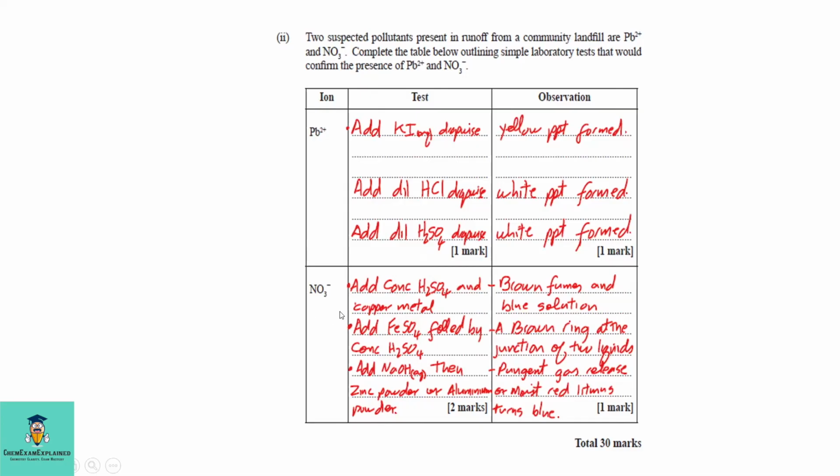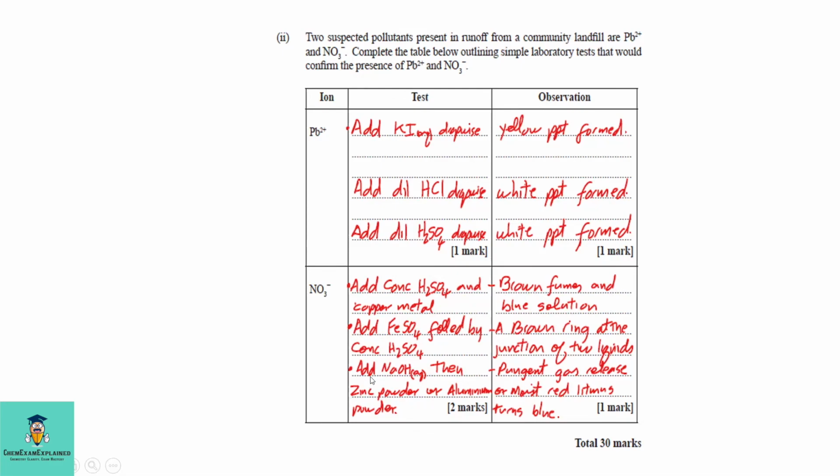For the identification of nitrate ions, you could carry out several tests. You could use any one of these as your answer. You could add concentrated sulfuric acid as well as copper metal or copper turning. You should observe brown fumes and the formation of a blue solution. You could add iron 2 sulfate followed by concentrated sulfuric acid. You should observe a brown ring at the junction of the 2 liquids.